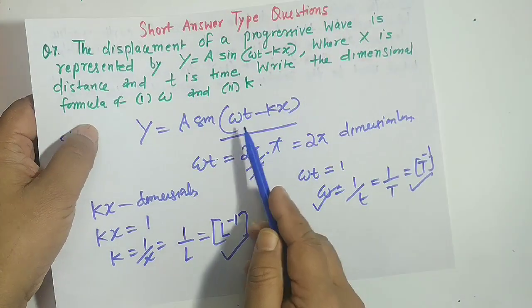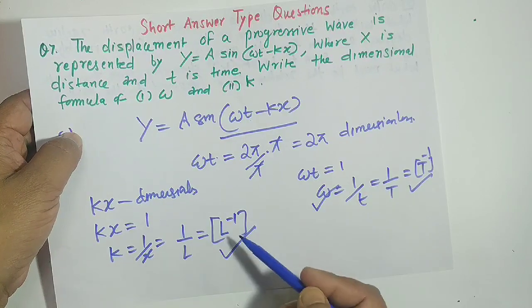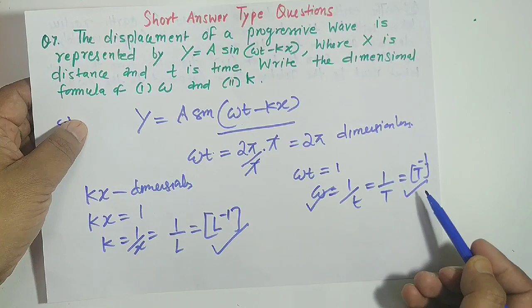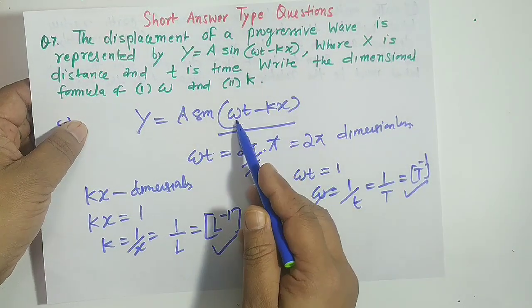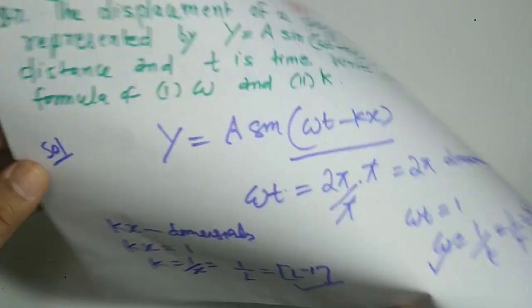It will be dimensionless, so it will have the same dimension, so they will what? They will cancel. So k is getting L to the power minus 1. Omega is also going to get t to the power minus 1. So t minus 1 will cancel, and L minus 1 will cancel. So this will be the case for question number 7.